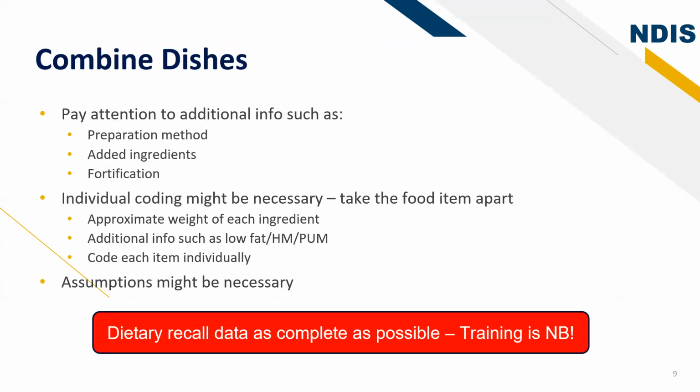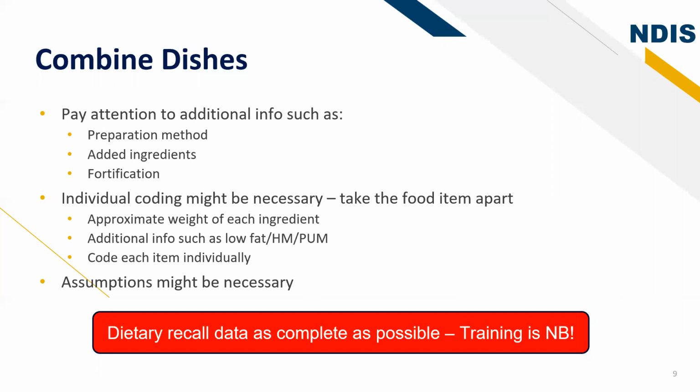So when you get to the combined dishes, you must pay attention to additional information, such as the preparation methods, what ingredients were added, and did fortification take place, or if you used maize, was it fortified? So remember, these are also the points on your questionnaires that you have to remember. So it's the same with the combined dishes. And then individual coding might be necessary for these combined dishes.